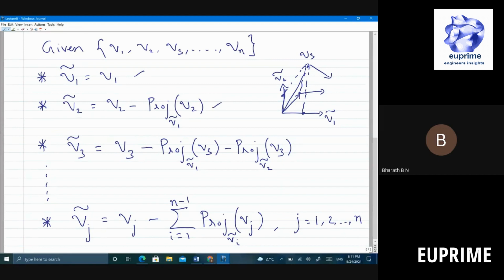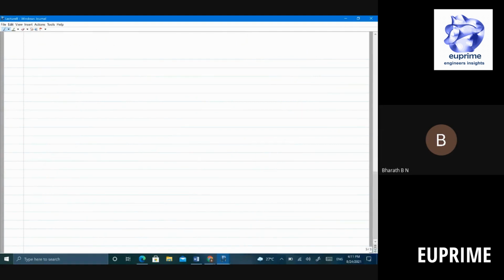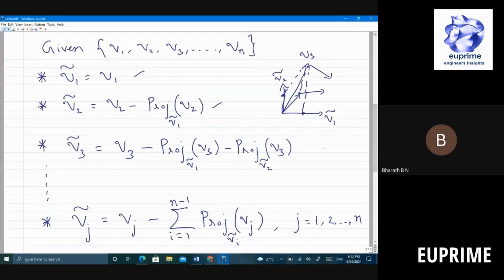Okay, this is a simple orthogonalization procedure. Nothing fancy or anything, right? So it is purely based on our high school geometry. We just abstracted it out, we just generalized some of the things. That's all. Okay. So this is called Gram-Schmidt's, right? So this is nothing but Gram-Schmidt's orthogonalization procedure.